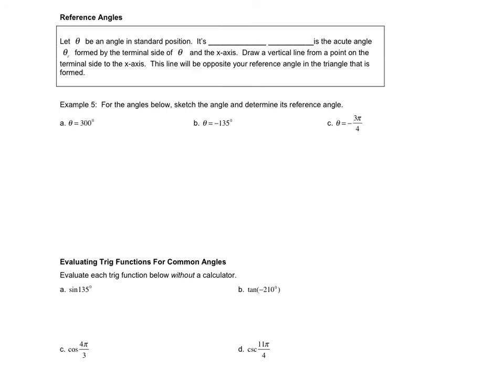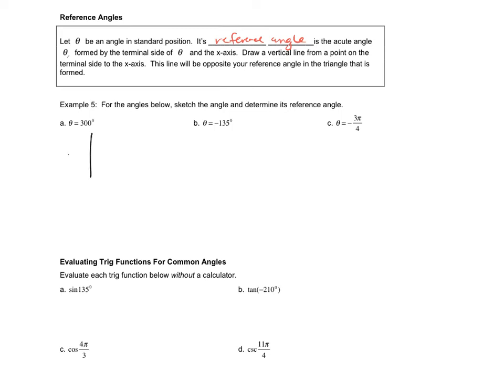If theta is an angle in standard position, then its reference angle is the acute angle theta r formed by the terminal side of theta and the x-axis. And then you draw a vertical line from a point on the terminal side to the x-axis, forming a right triangle, and this line will be opposite your reference angle in the triangle that's formed. It's a lot of words, so let's look at an example.